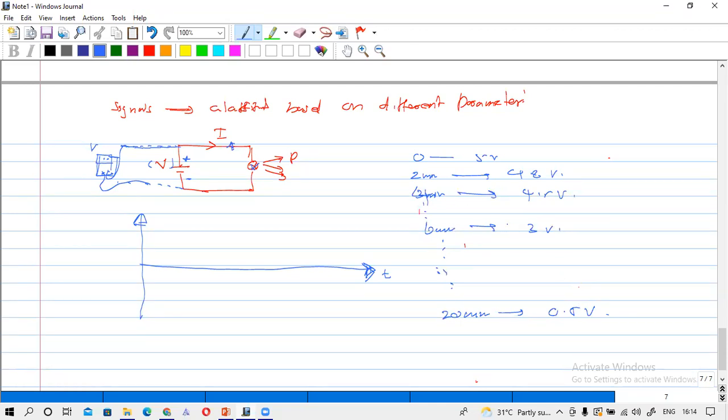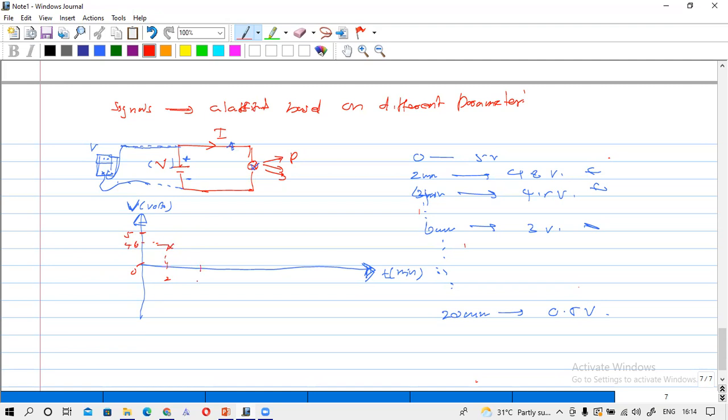Okay. So if I graph these values with respect to time. Now time I get in minutes, no? And voltage I get in volts. Now I am plotting this value. So at zero, it is 5 volts. At 2 minutes, it is 4.8, like this.